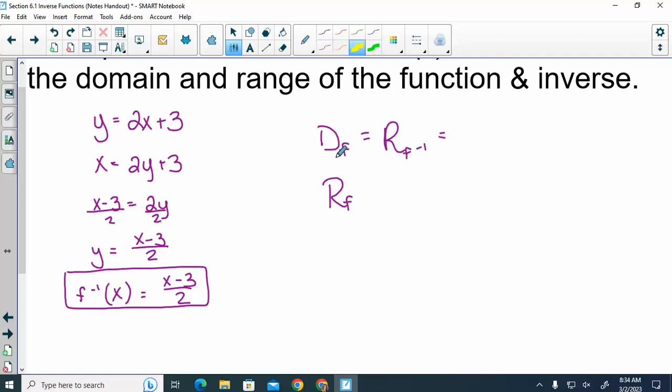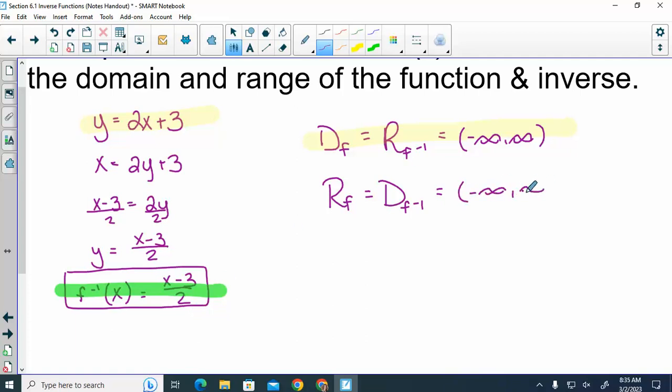Alright, so domain of the function. Look back at your original function. We're not dividing by anything, we don't have any radicals, so what's my domain? The range of the function is equal to the domain of the inverse. Now, it's a lot harder to look at an equation and know the range, but we know this is the domain of the inverse, so I could look at my inverse. I have mine written as a fraction. We know in a fraction the bottom can't be 0. Does 2 ever equal 0? No. Negative infinity to positive infinity as well.